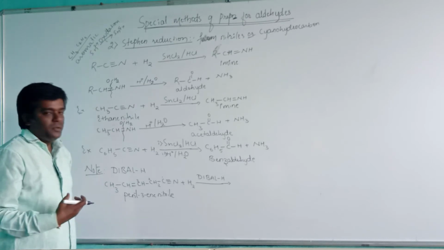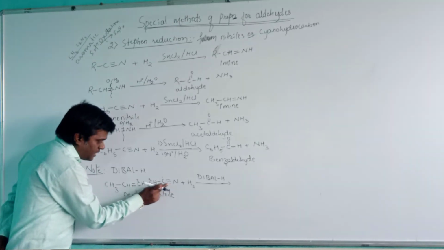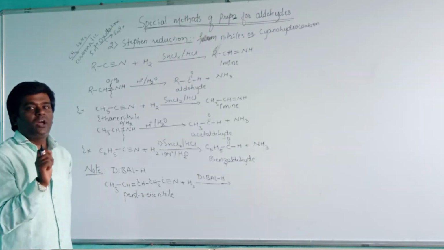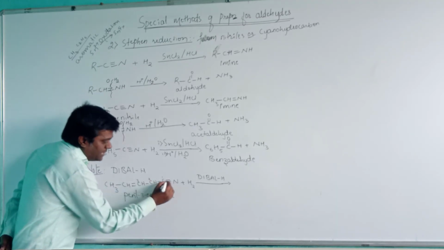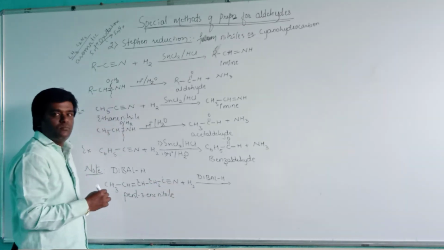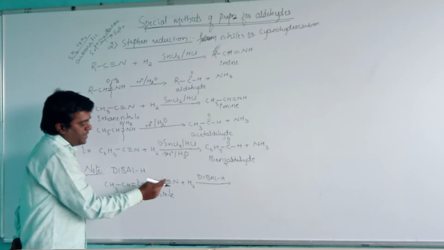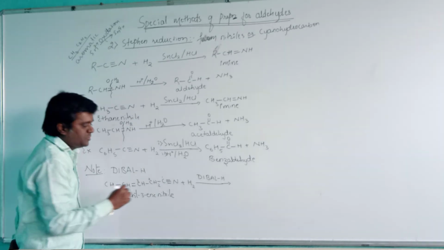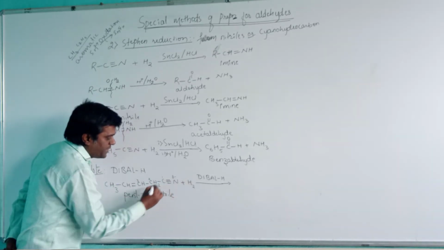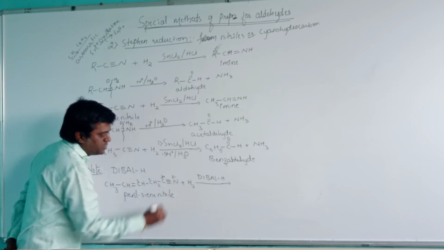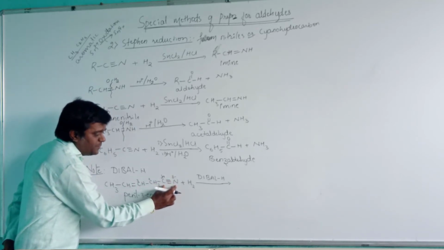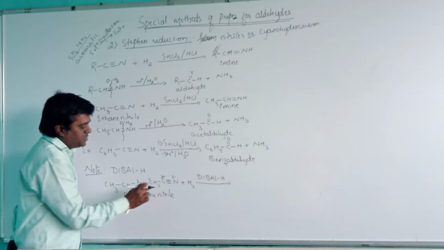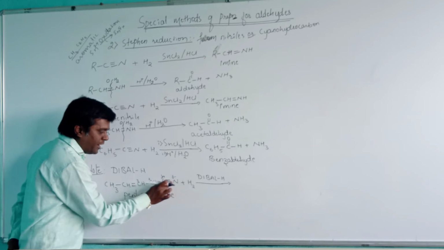are 2 multiple bonds. One is the triple bond here and the double bond here. In such cases, it will add the hydrogen to the polar multiple bond. Polar means, in this case, the nitrogen is more electronegative compared to the carbon atom. Therefore, the displacement of electrons will take place towards the nitrogen and it will get the partial negative charge and carbon will get the partial positive charge. This is a polar character, therefore DIBAL-H adds the hydrogen to the polar atoms.